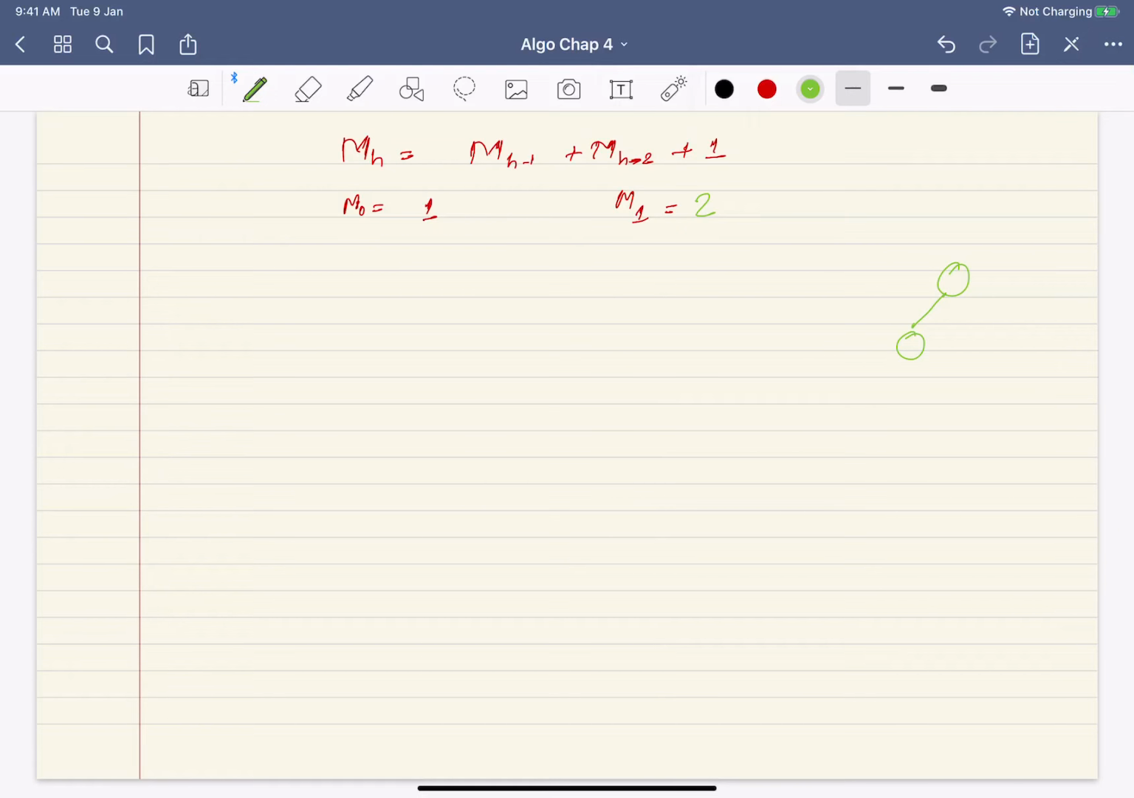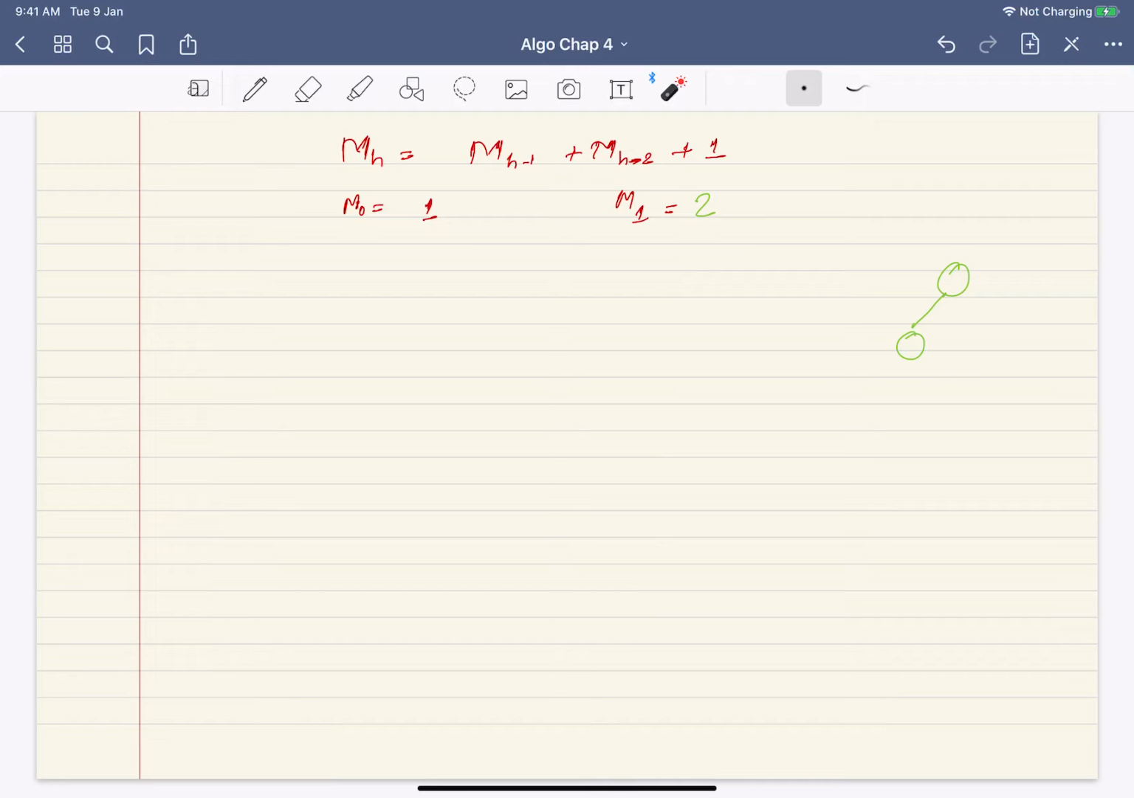Now, does this equation remind you of something? mh is mh minus 1 plus mh minus 2 plus 1. Suppose there was no plus 1. What would it have looked like? mh is mh minus 1 plus mh minus 2. So this looks something like a Fibonacci series. But there is a plus 1 here. So can we do something so that it becomes a Fibonacci series? Even the base case, you see m0 is 1, m1 is 2. For Fibonacci, this is 0 and 1. Well, base case anyway we can take it.